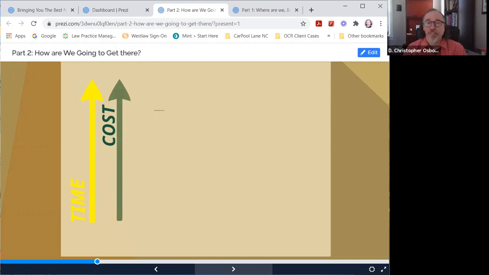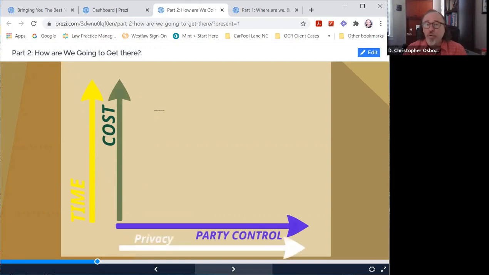I've got a chart where, if you picture on the left side, on the axis going up, those arrows represent time and cost. So as you move higher up the chart, you're talking more time and more cost. And on the bottom of the chart, you're going to see arrows for party control and privacy. The first category means how much control do the parties have over the process, over what happens and over how their decisions are made. And that tends to go hand in hand with the other factor of privacy.